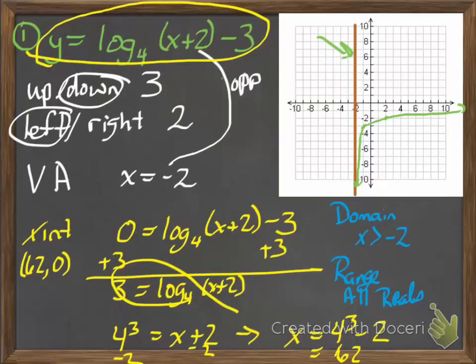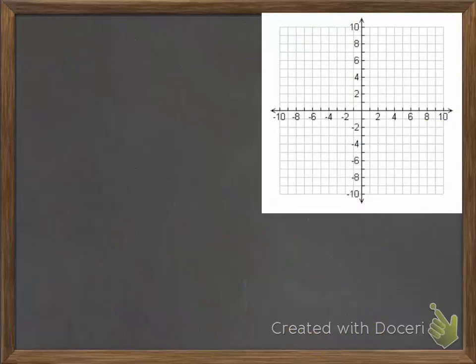So on your homework assignment, you'll be asked to identify up and down transformation, left and right transformation, vertical asymptote, x-intercept, domain and range, and graph. That's it. You will only have 10 problems. So, I know these are long steps, and I'll do one more with y'all.